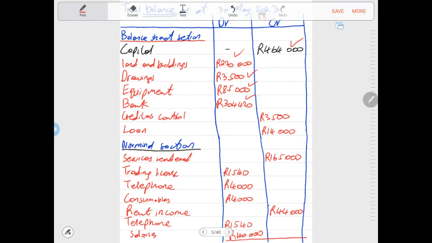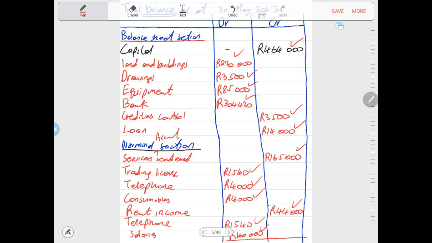So that is what a trial balance is about. We have the nominal account section and the balance sheet section. So that is what a trial balance is about. You will be grabbing all the marks for the accurate recording of the totals that are coming from your ledger accounts. Very easy like that. You grab your marks in here as much as possible.